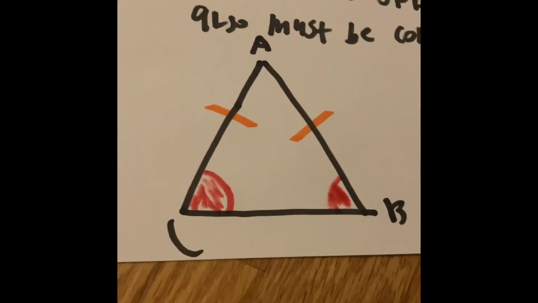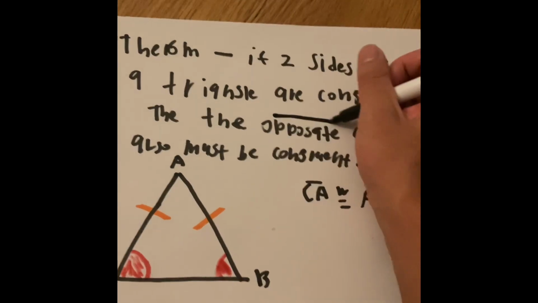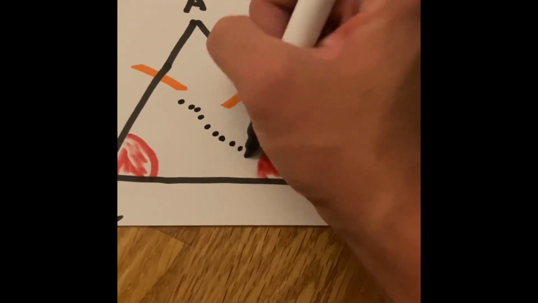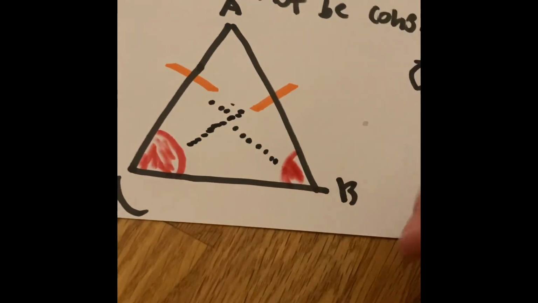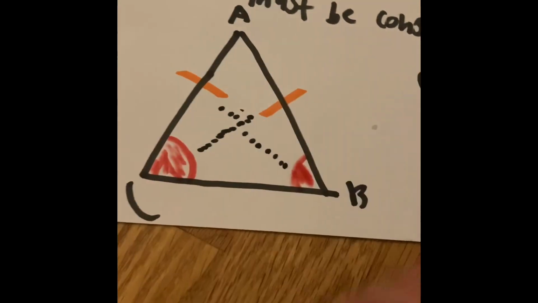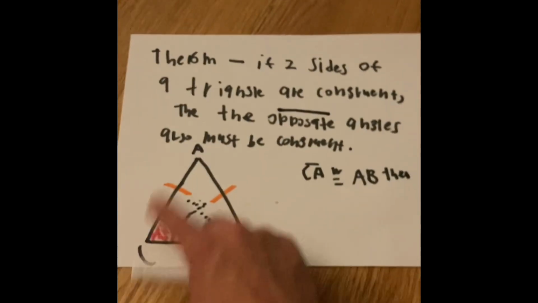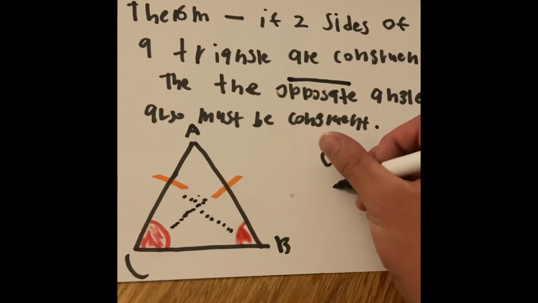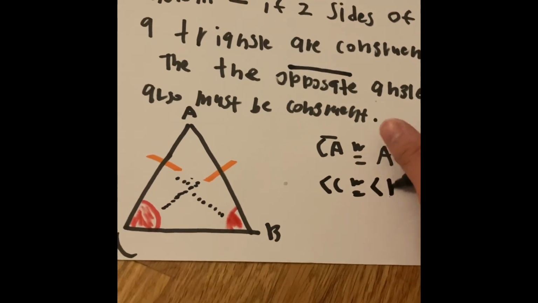If I draw arrows, when the theorem says the word opposite right here, that's saying this is going to be opposite to this, and that is going to be opposite to that. So it kind of crisscrosses. So if segment CA is congruent to AB, then we can say that angle C is congruent to angle B.